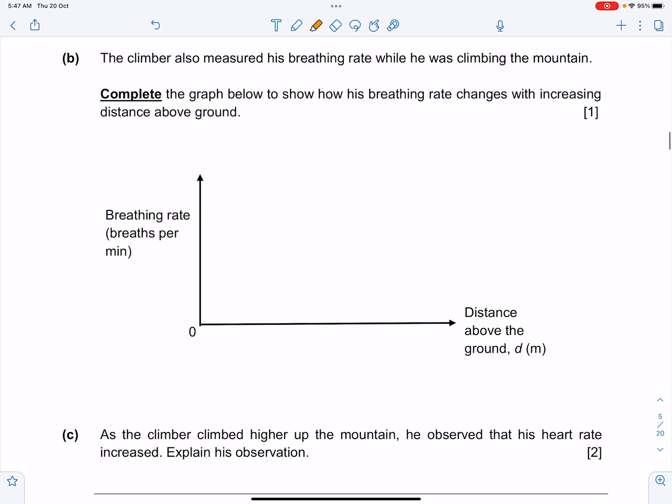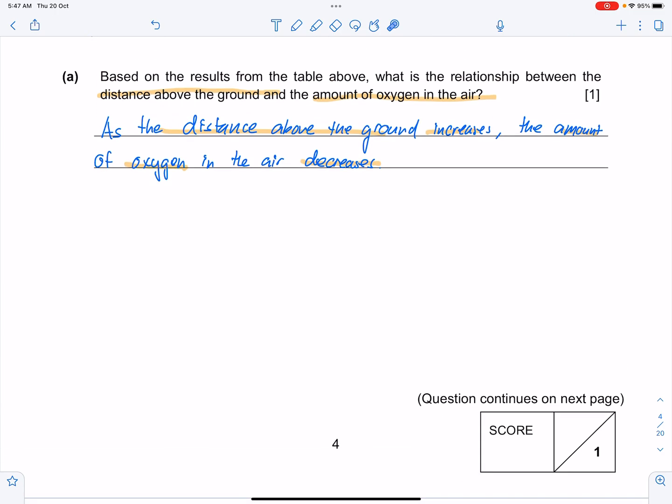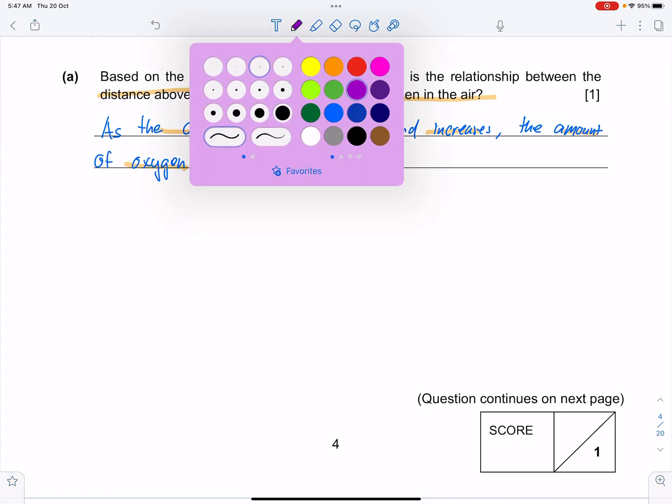Next, the climber also measured his breathing rate while he was climbing the mountain. So we know that breathing rate has got to do with respiration, and I always say this to everyone. I'm going to put it here. Now, there are two word equations that you need to write down every single time you start a paper. The first one is on respiration. I'm just going to pen it down in purple.